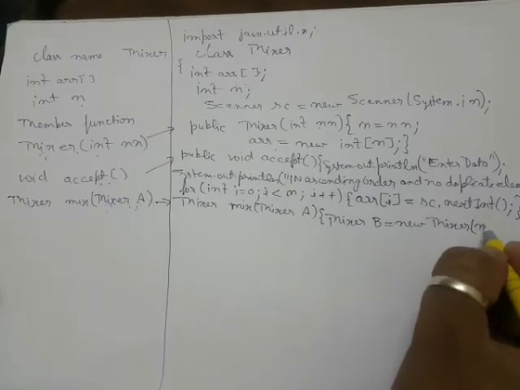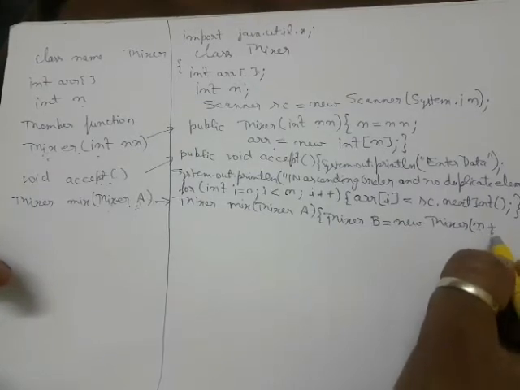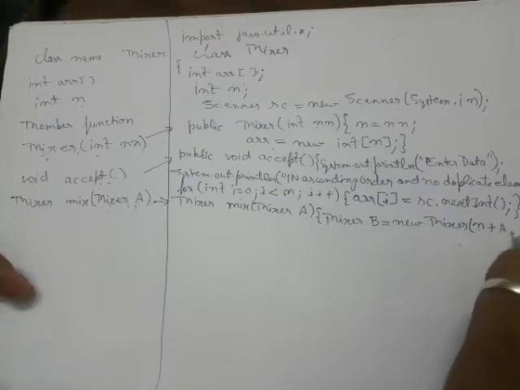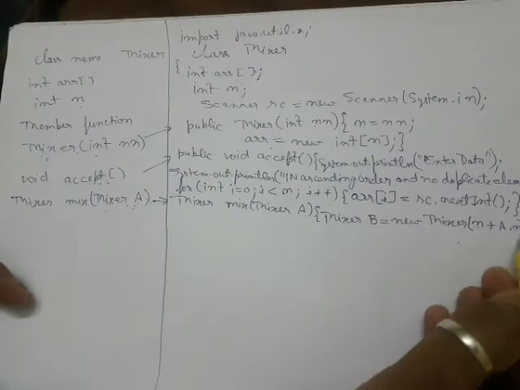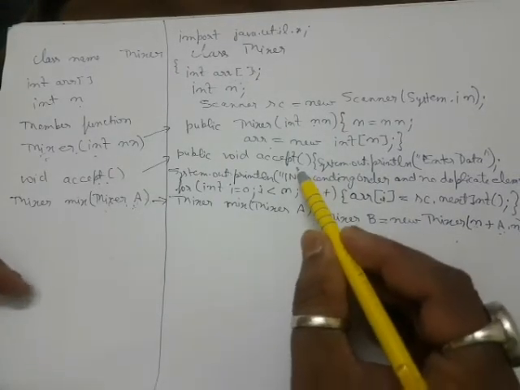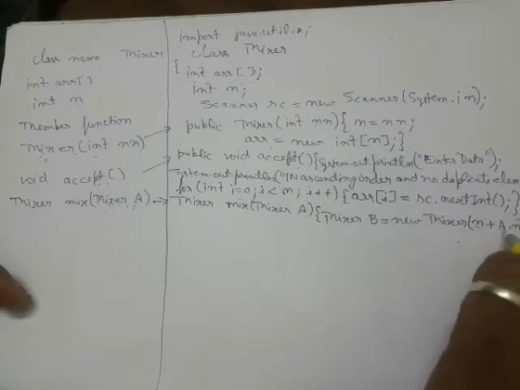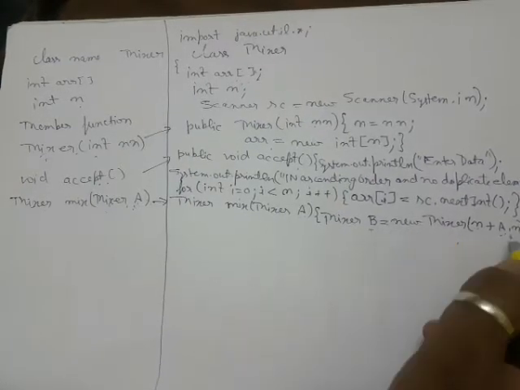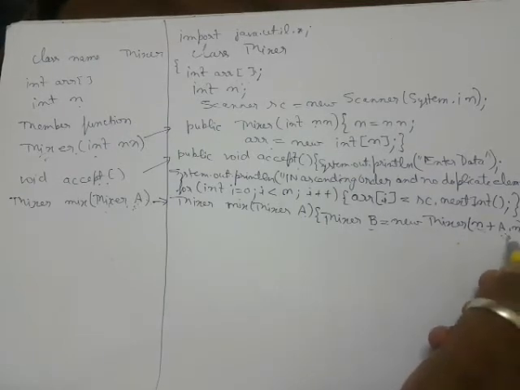So n is basically the current object's size, the object which will call this function, plus this object's size, right? So a.n, we are able to access this data member even though it is not public. Why? Because we have used this inside the member function of this class only. Okay, so that's fine. Now, this way the memory will be provided, and this B's n will have this size. The value of n of B will be n plus a.n, right?